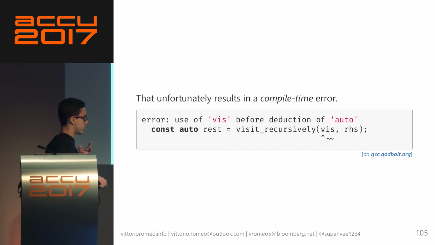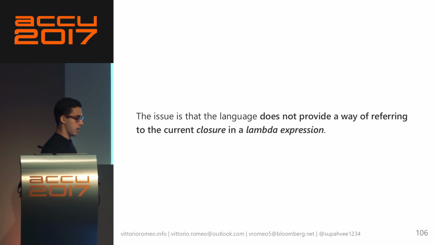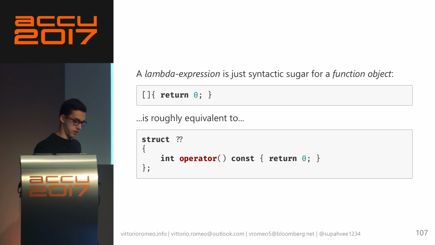The issue is that the compiler is not able to deduce the type of the visitor inside its declaration. You need to wait until the declaration is completed. And the real underlying issue here is that the language does not provide a way of referring to the current closure in a lambda expression. And let me explain that.